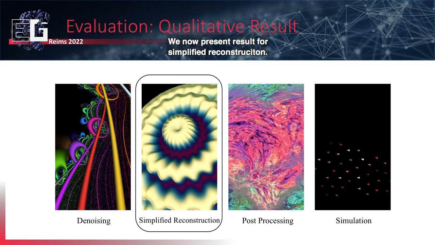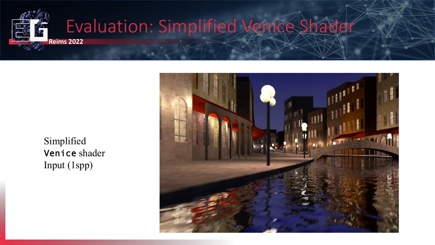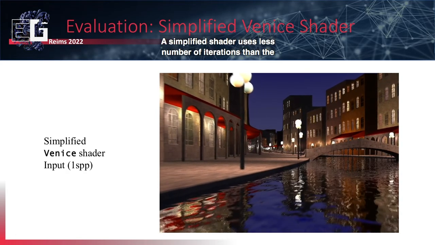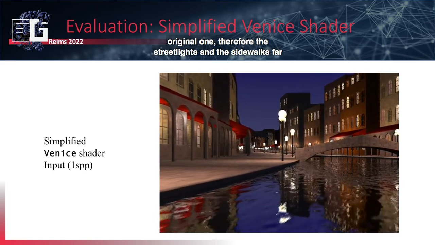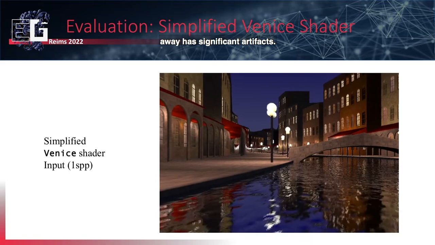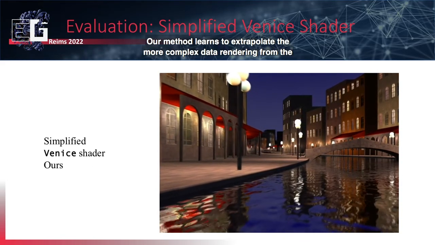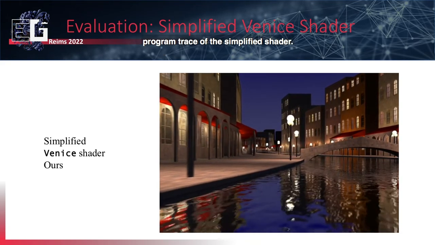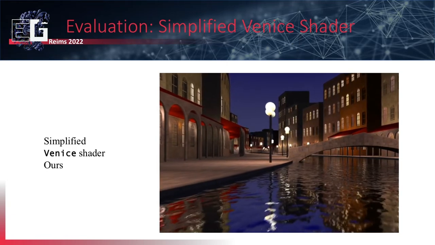We now present results for simplified reconstruction. Here we show the ground truth image for the Venice shader with a high number of ray marching iterations that nicely builds the scene. A simplified shader uses fewer iterations than the original one. Therefore, the streetlights and the sidewalks far away have significant artifacts. Our method learns to extrapolate the more complex shader rendering from the program trace of the simplified shader. Note we have recovered the distant views.